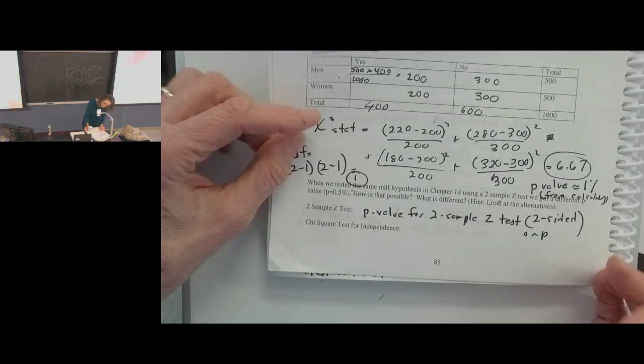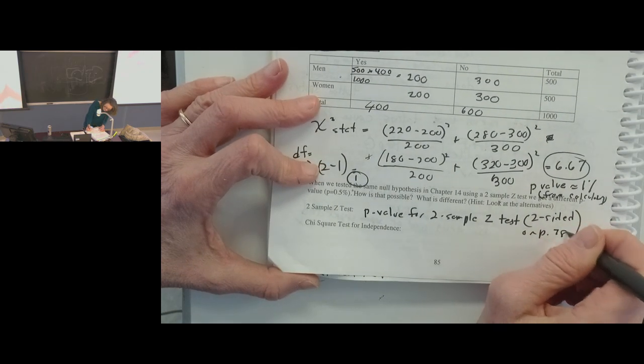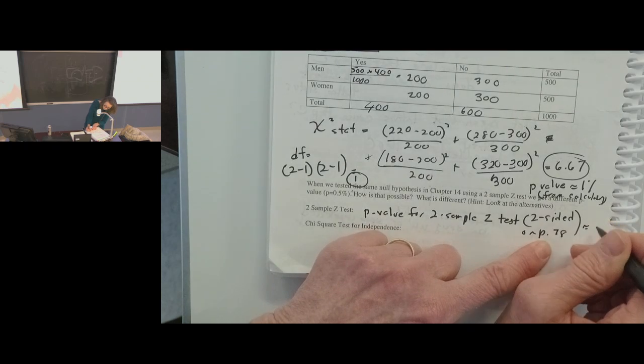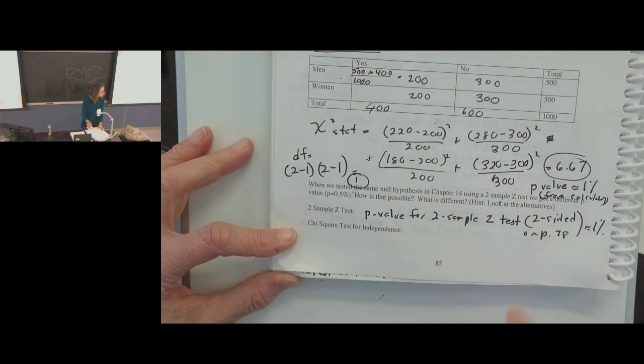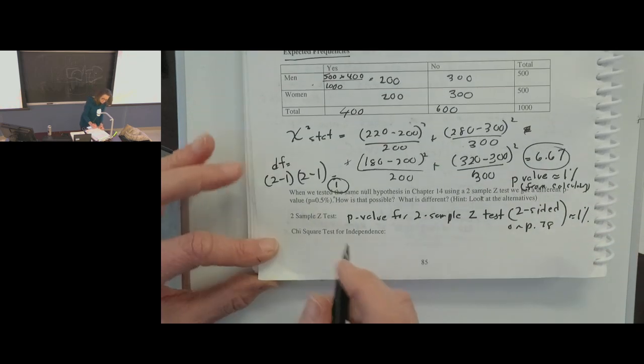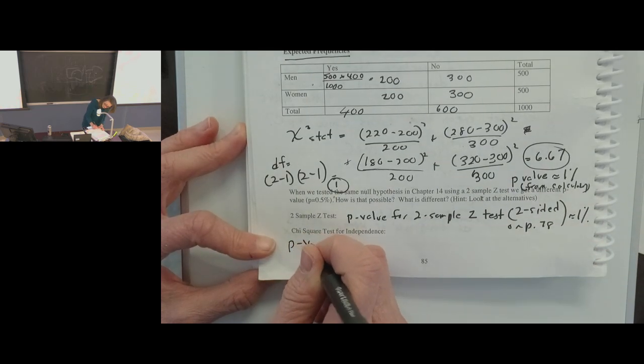78, on page 78, was approximately 1% as well. That's what I wanted to show you. Okay? So the p-value, I'll write it better here.